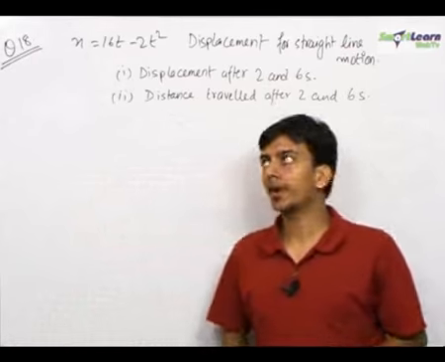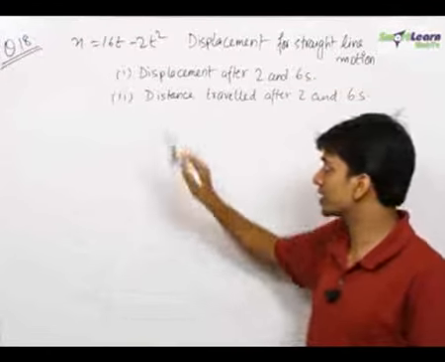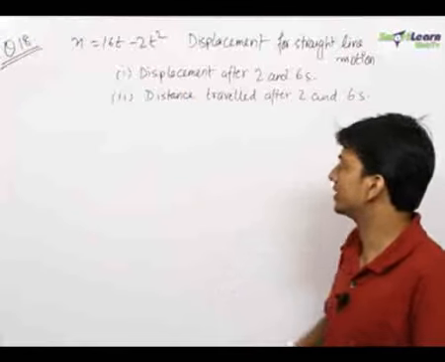For a straight line motion of a particle, the displacement of a particle as a function of time is given as x = 16t - 2t². We need to find out the displacement of the particle after 2 and 6 seconds.